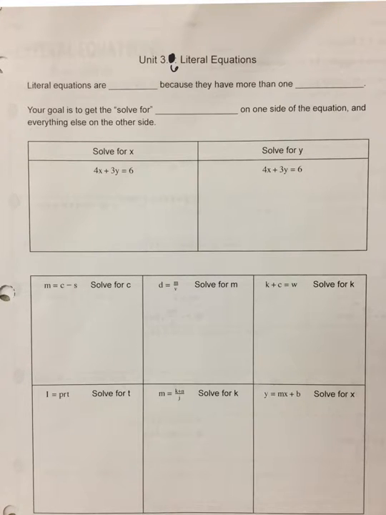Alright, we're doing literal equations today. Whew, take a deep breath. Literal equations are ugly. So is my writing, because they have more than one variable, meaning they are all going to have more than one letter in the problem. So your goal is to solve for the variable, getting it on one side of the equation and everything else on the other side.